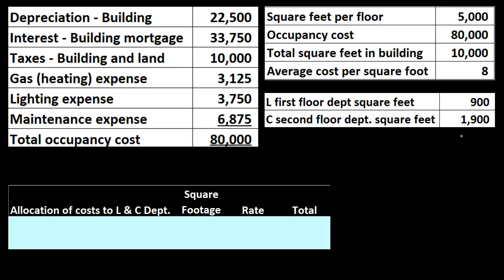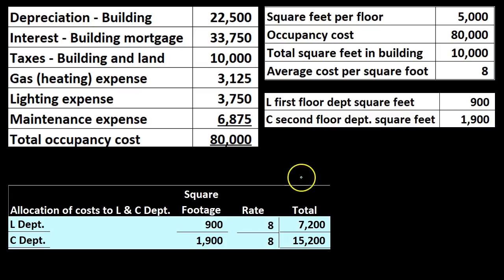So if we apply this method for these two departments, then we're going to say, well, it's $8 per square foot that we're going to apply to your department based on this 80,000. Here's L and C. Here's their square footage, 900 and 1,900. Here's the rate, $8. We apply out 900 times 8, 7,200. 1,900 times 8, 15,200. So this is a nice, easy method. Again, this doesn't add up to the 80,000 because we're just focusing in on department L and C at this time. So these are two departments that are involved in this scenario. This is how we would apply them out. We would then apply out this 7,200 to L, and C would get the 15,200.